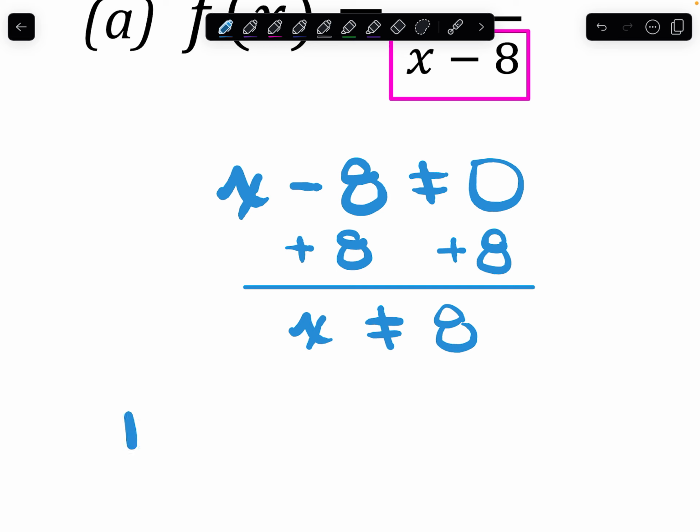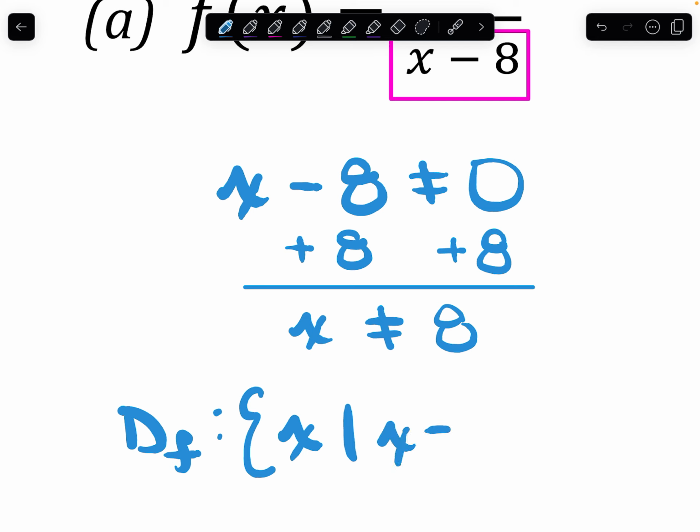So the domain, this is the function f, so I'm going to put a d sub f, is the set of all x such that, so when you're doing the set notation with a value you're not allowed to equal, you simply just copy it in. x cannot equal 8. Set of all x such that x cannot be 8. It can be any other number, it just can't be 8.